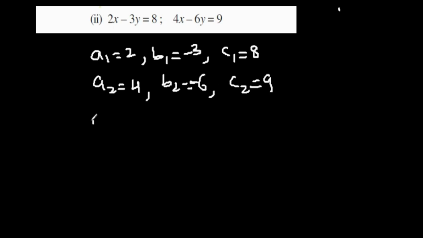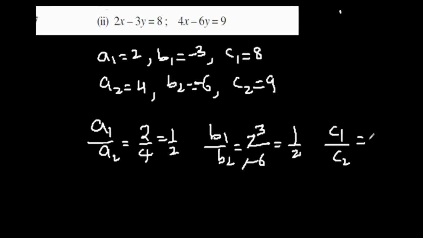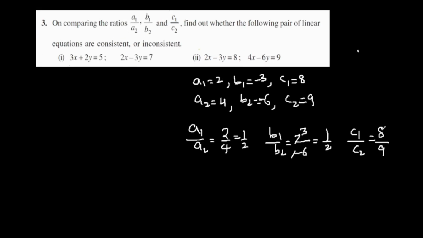Now we will compare the ratios, students. A1 by A2 is 2 by 4, which is equal to 1 by 2, converting to simplified form. B1 by B2 is minus 3 by minus 6, which is also equal to 1 by 2. Negative and negative cancel, 3 ones are 3, 3 twos are 6. C1 by C2 is 8 by 9.